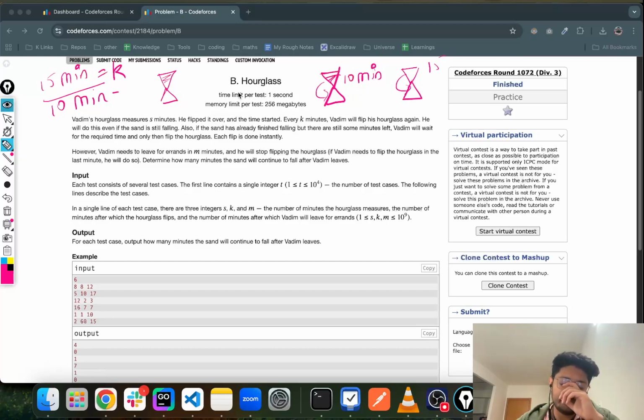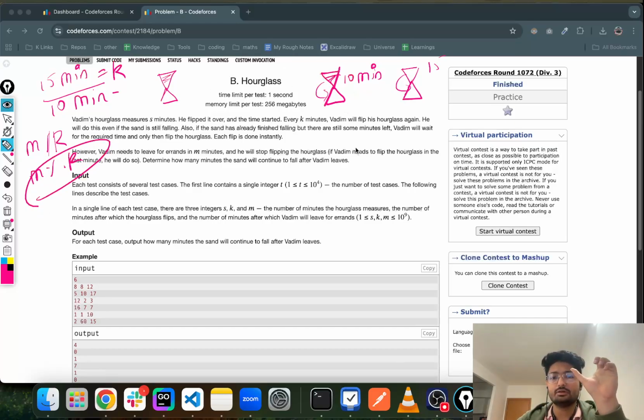how many flips you have to first do till the m minutes, you can directly just do m mod k, or you can do m divided by k, which tells you how many flips you have to do. And m mod k is the time left after all the flips. Like, what is the last amount of flip?